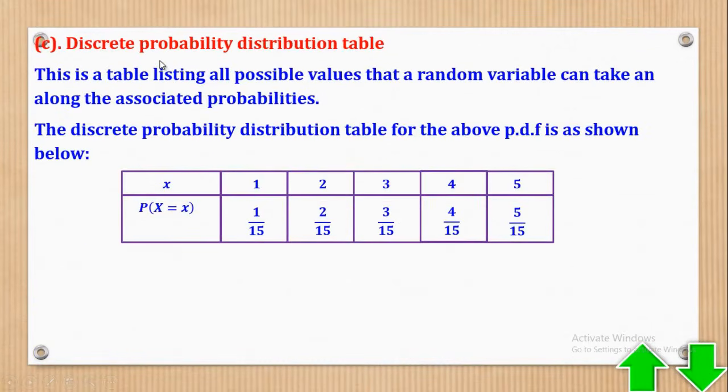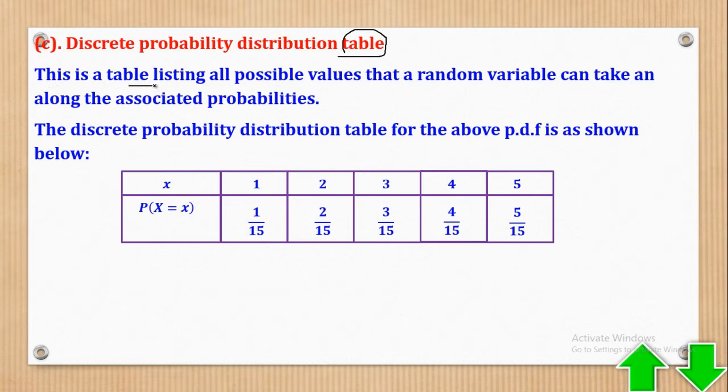Now we shall go to discrete probability. These are all definitions under discrete PDF. So the third definition is the discrete probability distribution table. They can either put this word table or they may not put it. As long as they say discrete probability distribution, just know that they mean a table.